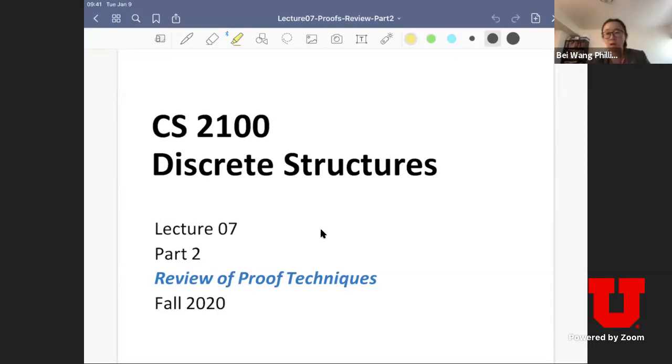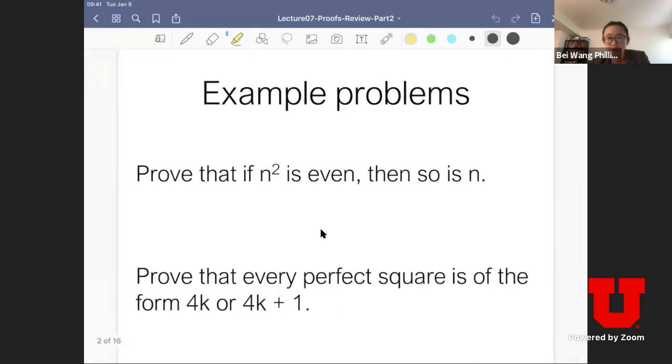All right, everyone. Let's start with part 2 of lecture 7, which is again more review problems for proofs. There are 2 questions here, and I would pause the video right now and try to solve it on your own. I think each problem is going to take between 2 to 5 minutes.